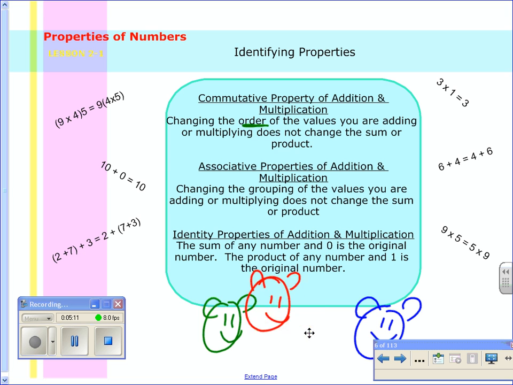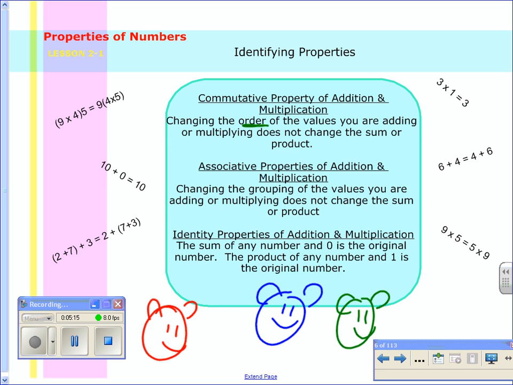I can say, okay, I want the red guy over here, and I want the green one over at the end. All right. So I switch their order, but does it change the characters or the colors that I have up here? And the answer to that is no. I still have the same three, they're just in a different order. And that's how it works with this commutative property. You can change the order, and it doesn't change the sum or the product.